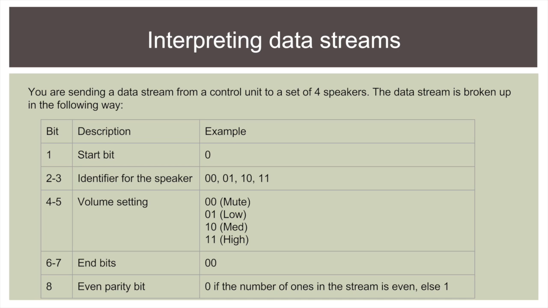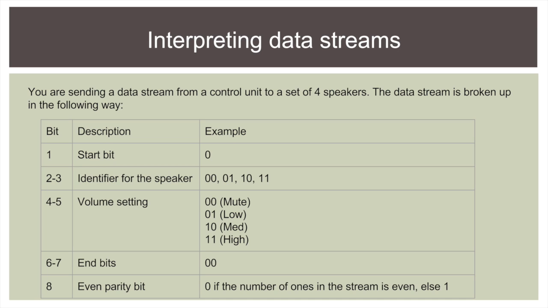00011011, obviously speakers 1, 2, 3, and 4. Volume setting is bits 4 and 5, and we'll have 00 for mute, 01 for low, 10 for medium, and 11 for high. 6 to 7 are the end bits of 00 to signify that we're ending the data. And the last bit is the even parity bit.